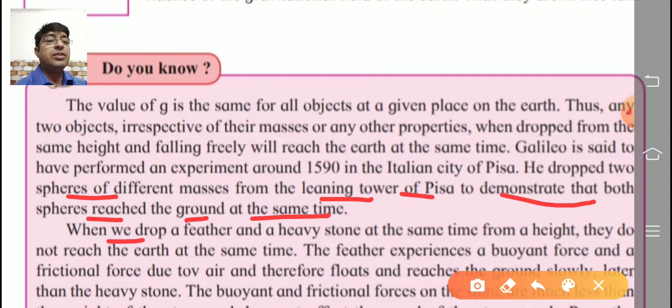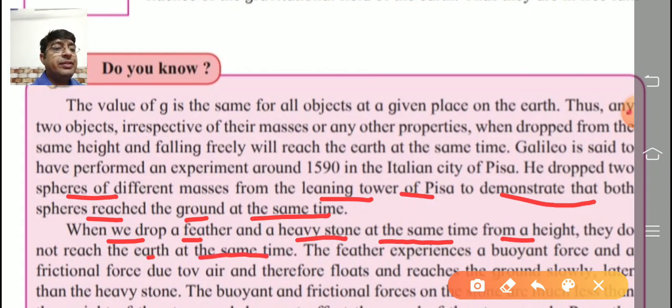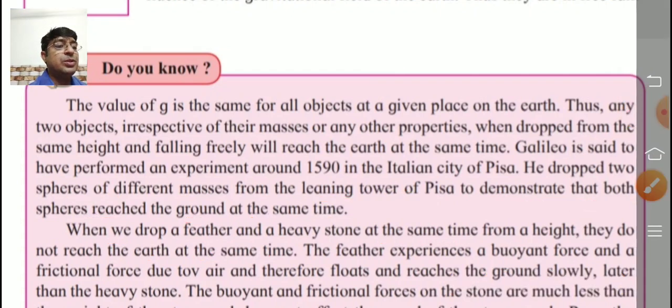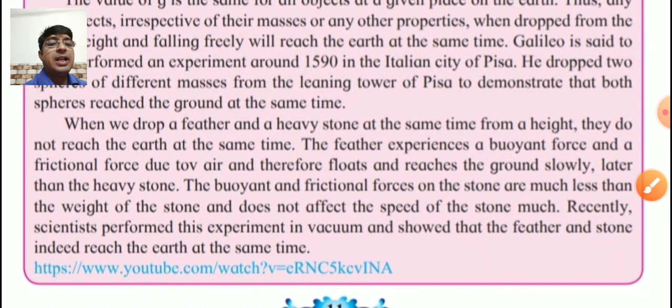When we drop a feather and a heavy stone at the same time from a height, they do not reach the earth at the same time. The feather experiences a buoyant force because it is light in weight, and a frictional force due to air. Therefore, it floats and reaches the ground slowly, later than the heavy stone.